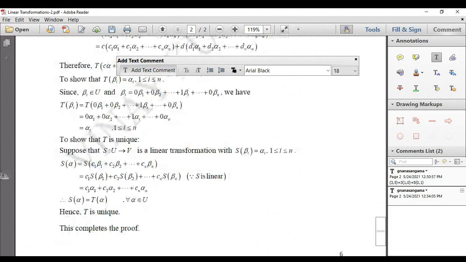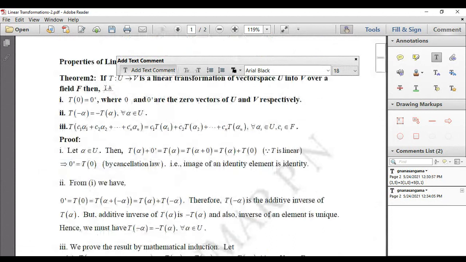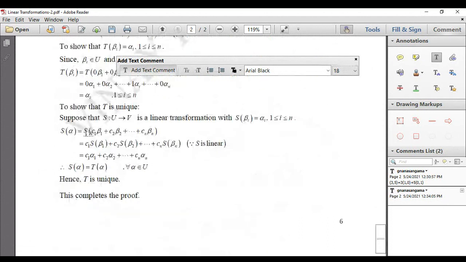Okay, let us consider S of alpha. We know that alpha is C1 beta 1 plus C2 beta 2, etc., up to Cn beta n. But because S is linear, we use the result of theorem 2, which says if T is linear, then the image of a linear combination can be written like this. Instead of T, in the theorem, we are having S. So let us use this result here. Using that result, S of this is equal to, because S is linear, C1 into S of beta 1 plus C2 into S of beta 2, etc., up to Cn into S of beta n.